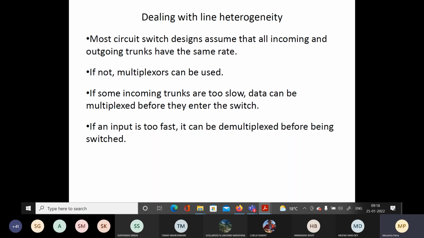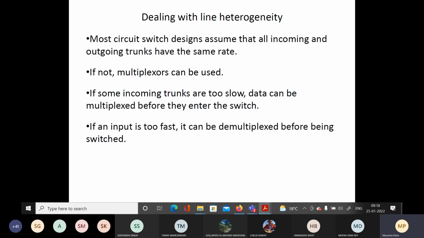So far we have assumed that whatever data is incoming at the input ports is all arriving at the same rate. But that does not happen in the real case. In real time, the rate may not be the same for all input ports. So what do we do if there is heterogeneity in the packet arrival at different input lines?